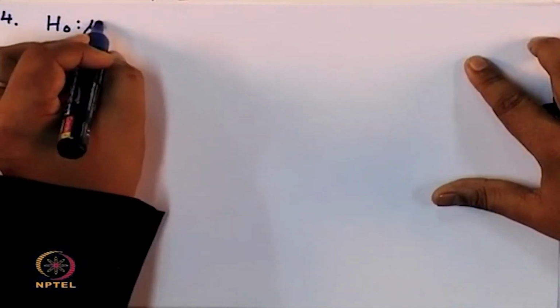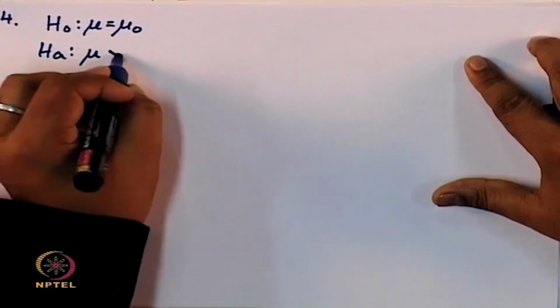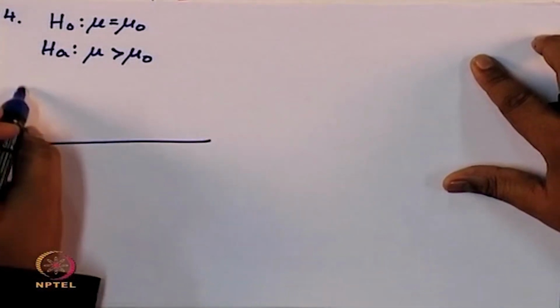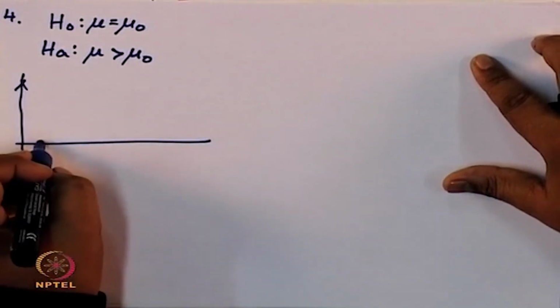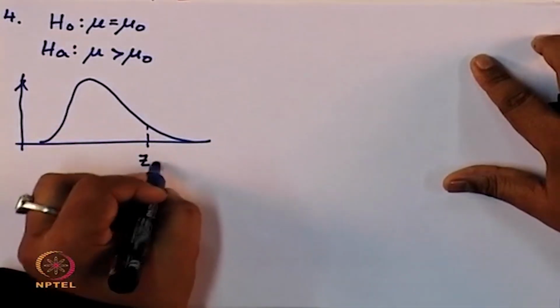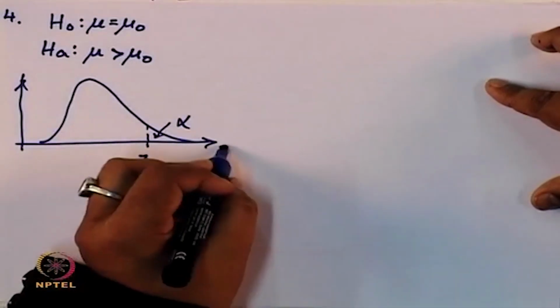Okay. So for the one tail test, when do you calculate the one tail test? In this case, let us say my H naught is mu equal to mu naught and H A is mu greater than mu naught. In that case, I just label it as Z alpha, where alpha is the area under this curve.